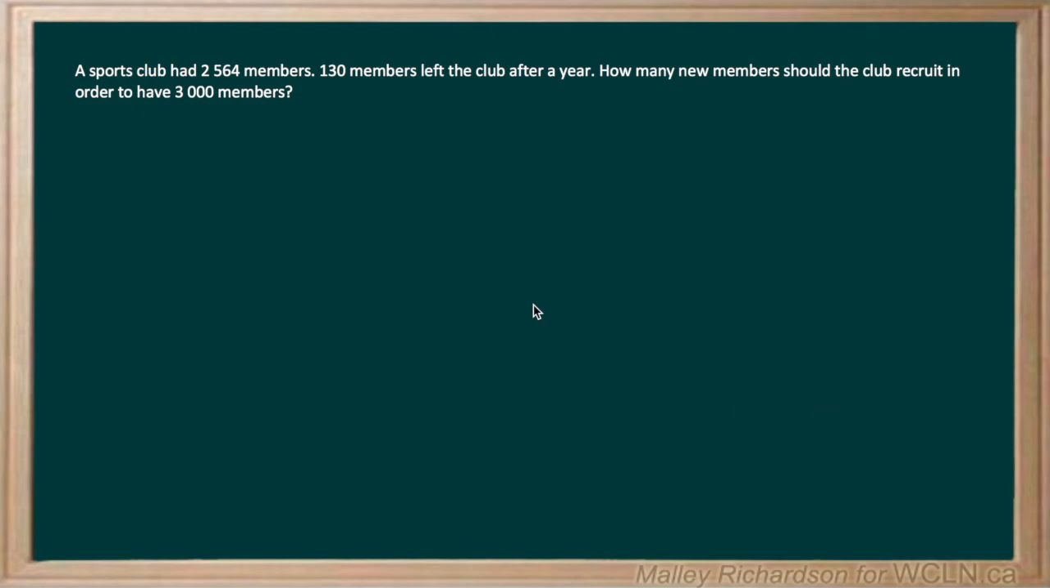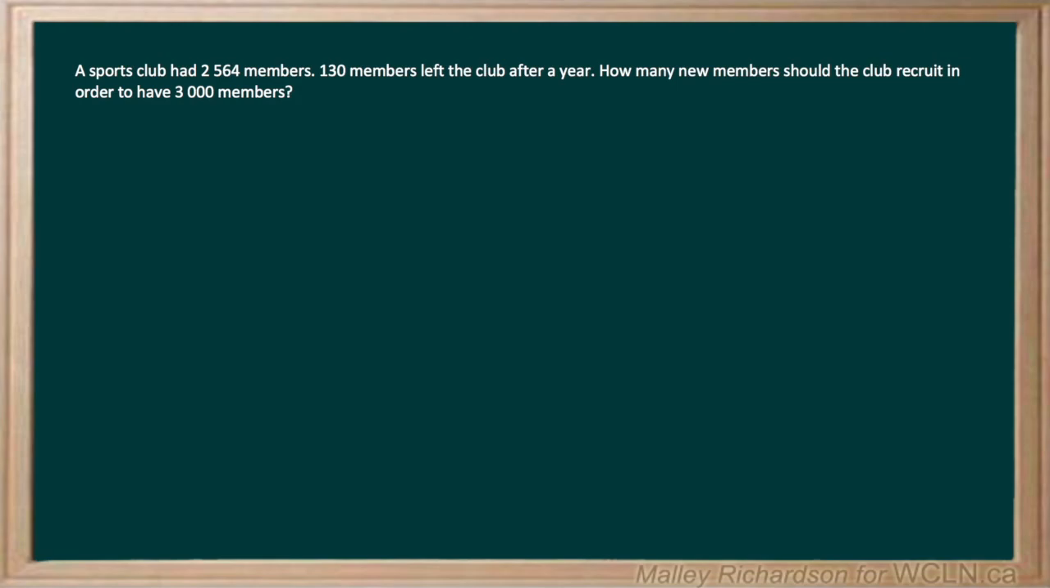We just read the question and now we have to summarize. The sports club has a certain amount of members, but they lost a few over the past year. We have to find out how many new members they want to recruit so they can get to their total goal of 3,000 members. So now we're going to move on to our next step, which is find our variables.